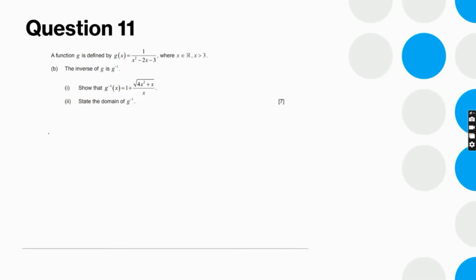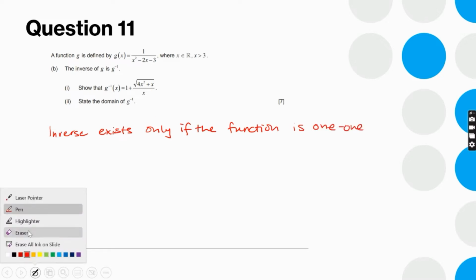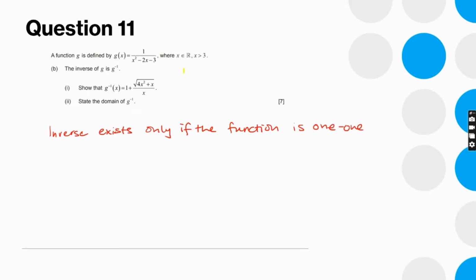In this question, I'm required to find the inverse of g. As you know by now, the inverse function only exists if the function is a one-to-one function. In the previous part of the question, we were asked to sketch the graph of g, and it's shown that it's not a one-one function. So that's why in this part of the question, the domain is restricted to x is greater than 3, so that it will become a one-one function.